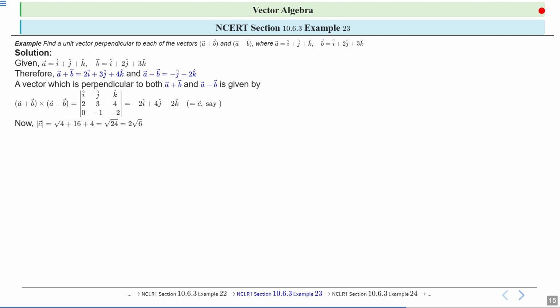So magnitude of C vector will be equal to root over 4 plus 16 plus 4, which is equal to root 24, which after solving will be equal to 2 root 6, right? Therefore, to get the required unit vector, we divide the vector C by its magnitude. So the unit vector is minus 2 i cap plus 4 j cap minus 2 k cap divided by 2 root 6, right? Which simplifies to minus 1 by root 6 i cap plus 2 by root 6 j cap minus 1 by root 6 k cap, right? This is the required unit vector perpendicular to both A vector plus B vector and A vector minus B vector, right?